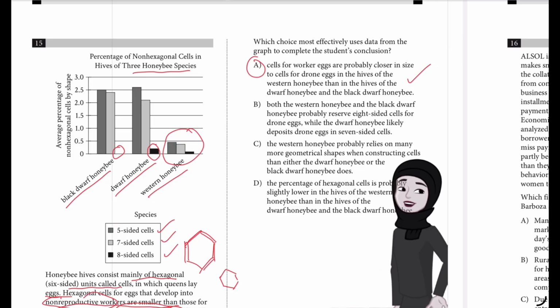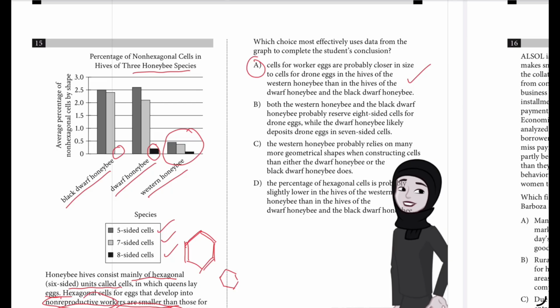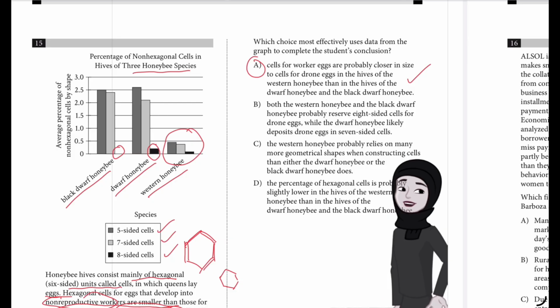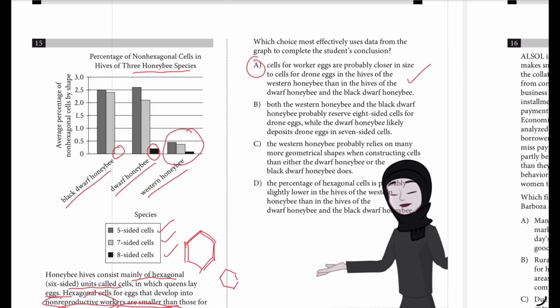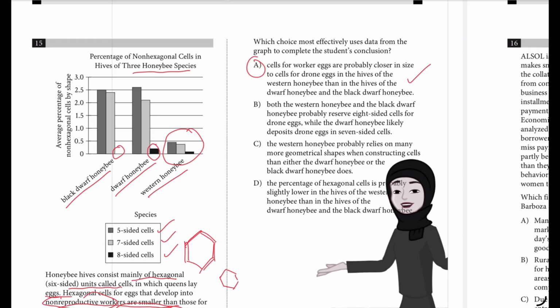Taken all together, the graph shows that the hives of the western honeybee consist of a smaller percentage of non-hexagonal cells than the hives of the other two species do. Since the non-hexagonal cells exist only to solve the construction problem arising from the difference in size between drone egg cells and worker egg cells, a smaller percentage of non-hexagonal cells would be associated with a smaller size difference between the two types of cells. Therefore, it can be concluded from the data that worker egg cells are probably closer in size to drone egg cells in the hives of the western honeybee than in the hives of the other two species.